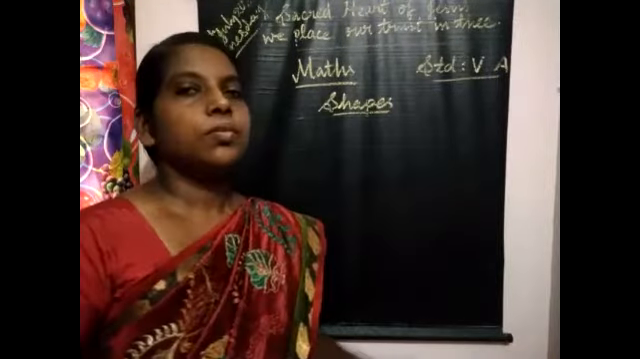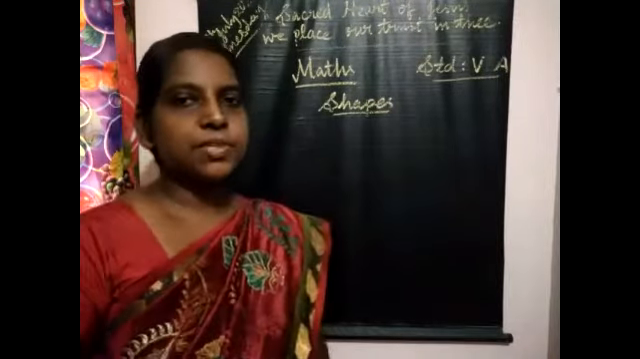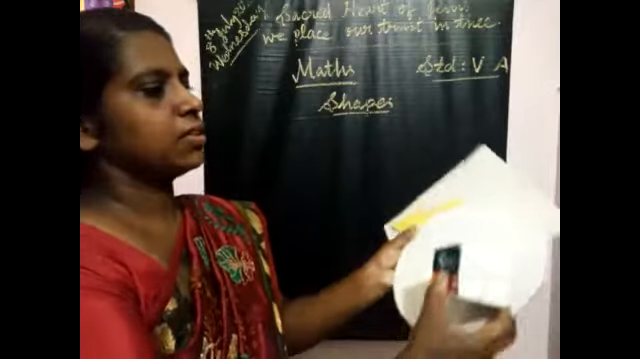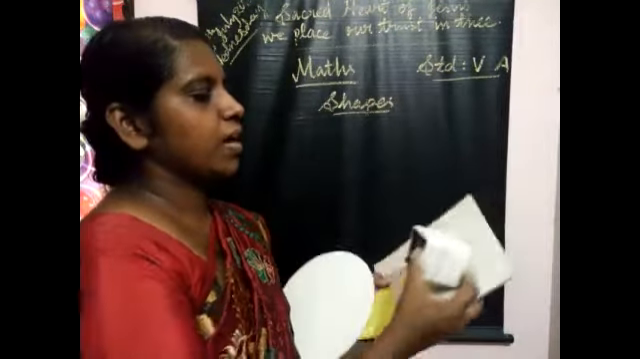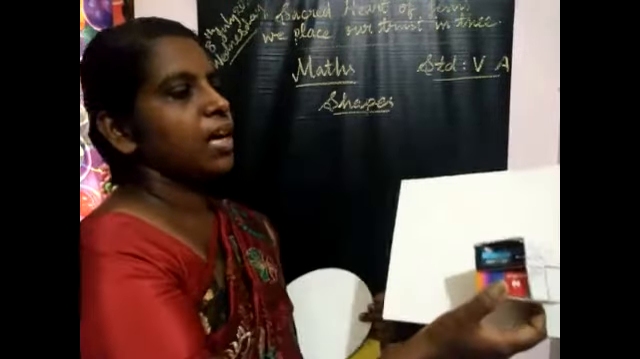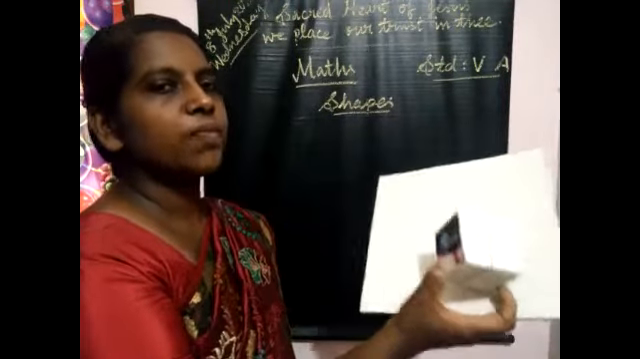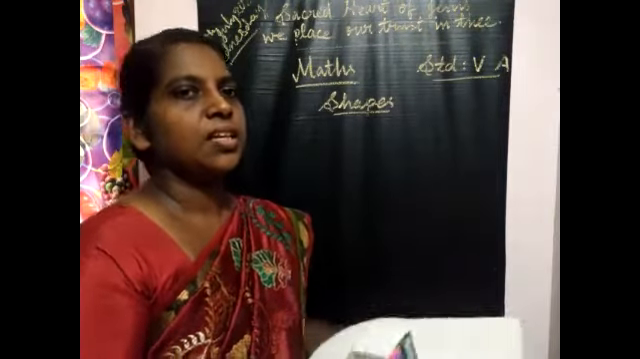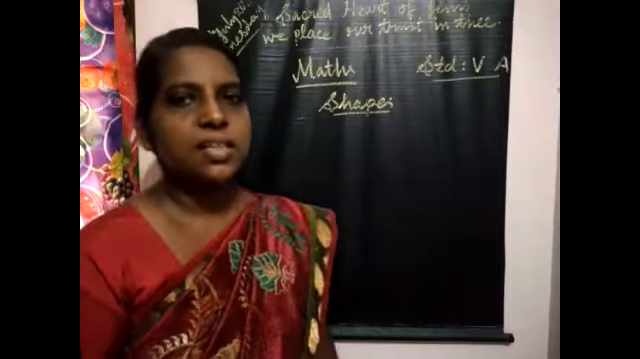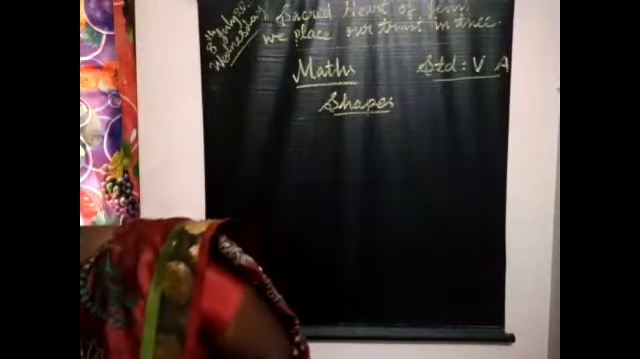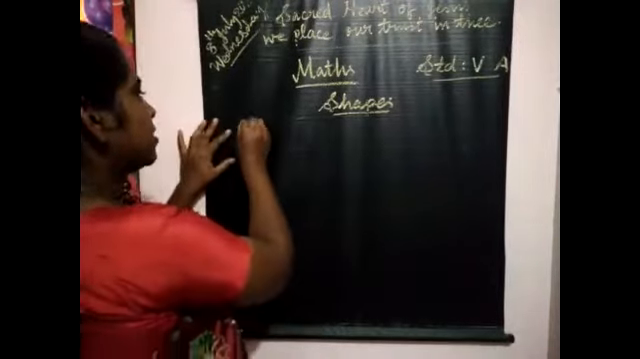So we have studied the different types of shapes, but you see, are these all the same? No. Is this square and this the same? No, they are different. So from this what can we identify? There are two types of shapes. They are 2D shapes and 3D shapes. So what are 2D shapes?